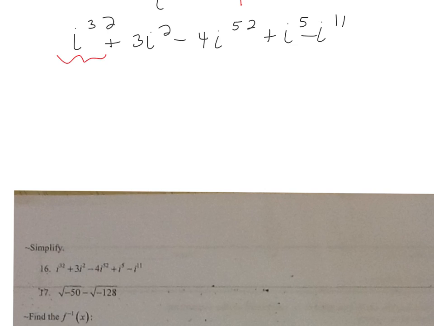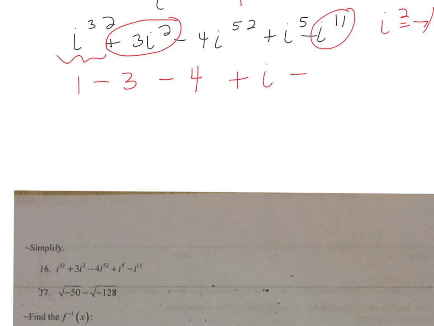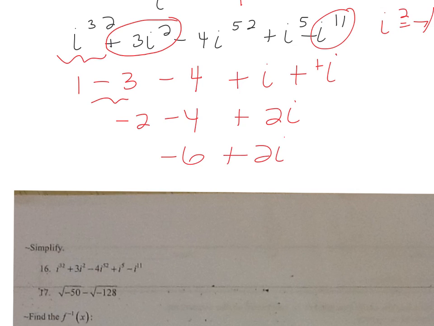All right, so plug in i to the 32 in your calculator, you get 1. We should all know that remember i squared is equal to negative 1. So positive 3 then becomes negative 3. Minus 4i to the 52 is just negative 4. i to the 5th is i. Minus i to the 11th, or if you plug in i to the 11th, you get a negative i, and then that becomes positive i. So it's a positive there. So I have 1 minus 3 here is negative 2 minus 4 plus 2i, and then that's negative 6 plus 2i. Okay, let's take a look at 17.